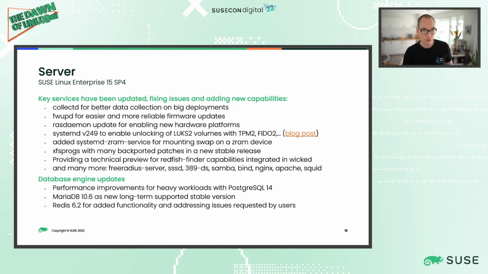On the database engine update side, we have updated PostgreSQL to the latest release, 14, which is going to introduce performance improvements in heavy workloads. We have updated MariaDB also to the latest stable version, 10.6. And Redis has been updated to version 6.2 based on the added functionality that is part of this release, and also to address issues that were requested by users.